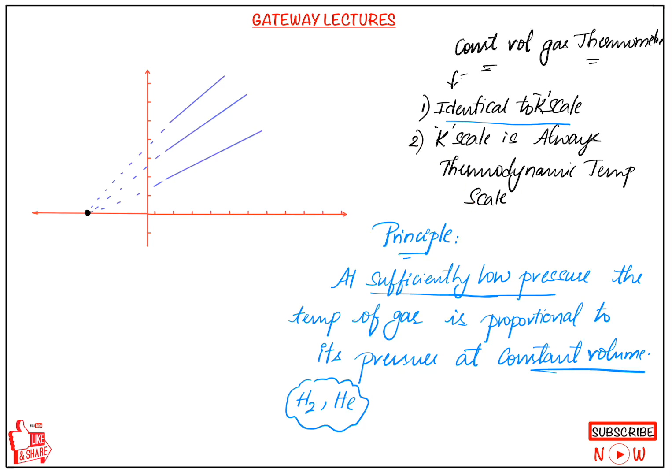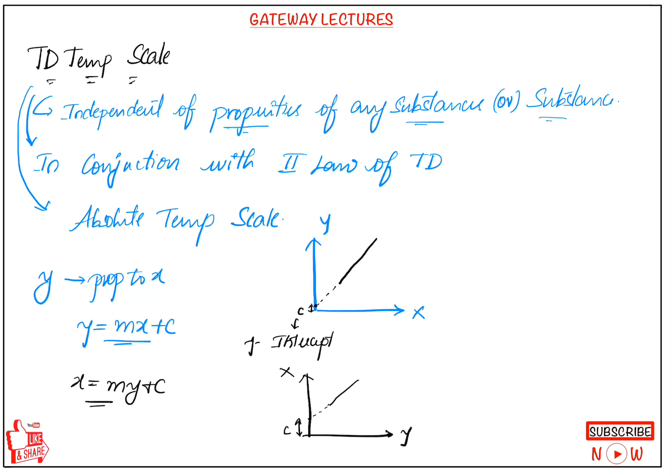So what is the difference between a thermodynamic temperature scale and a normal temperature scale? See, when we are talking about a thermodynamic temperature scale, the first point to note is it is independent of properties of any substance or substances. So it doesn't depend on the property of any substance. Suppose we take the example of a constant volume gas thermometer. We are saying that it is identical to the Kelvin temperature scale, and that Kelvin temperature scale is nothing but the thermodynamic temperature scale.